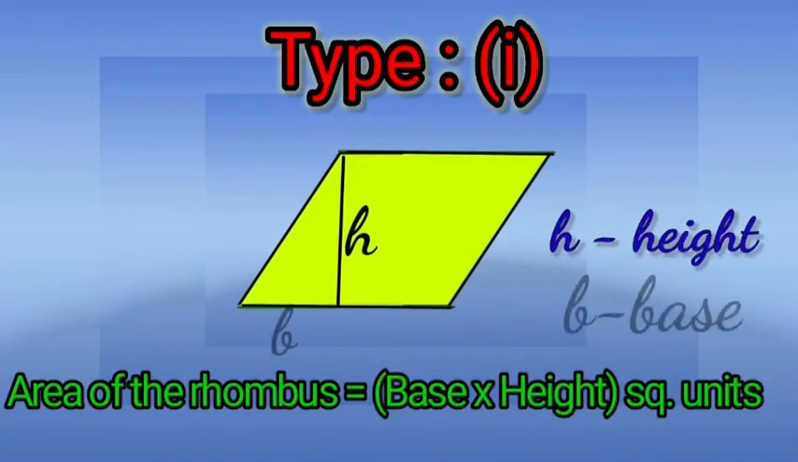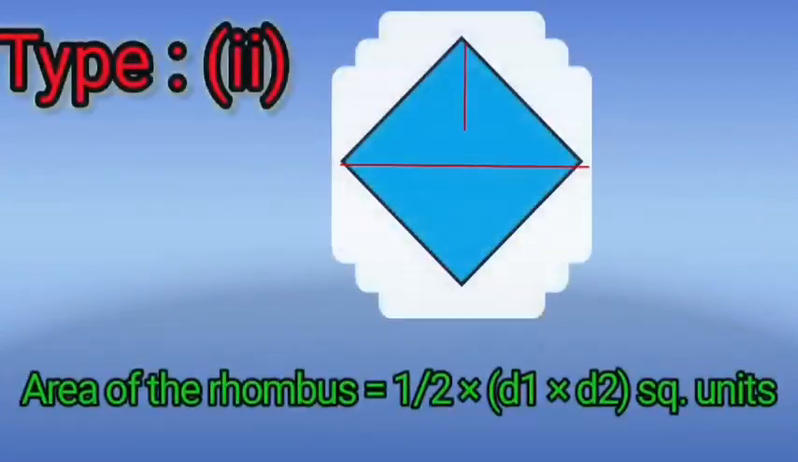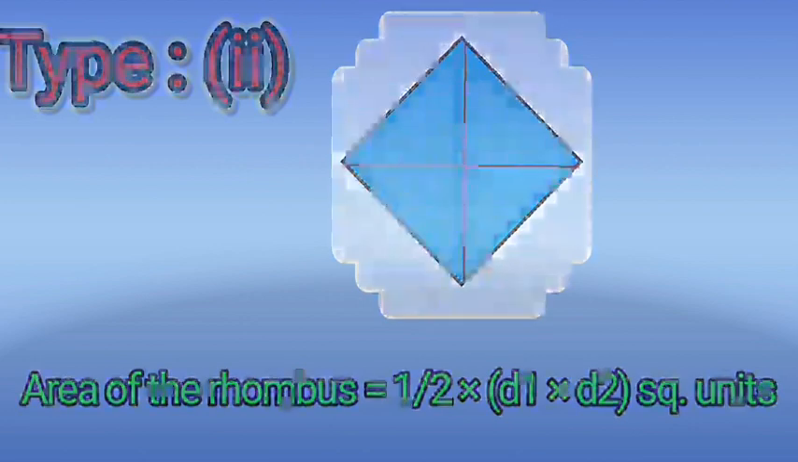In this chapter, we are going to find the area of the rhombus in two ways. The first one is the same as that of the parallelogram, where the area is equal to base times height square units. The second one is by the formula A equals half times the product of diagonal 1 and diagonal 2. This formula is used only when the diagonals are given.